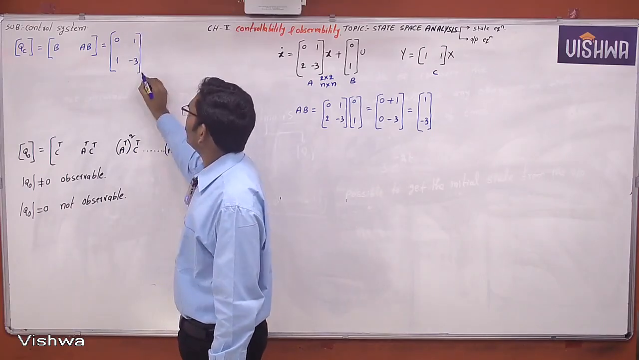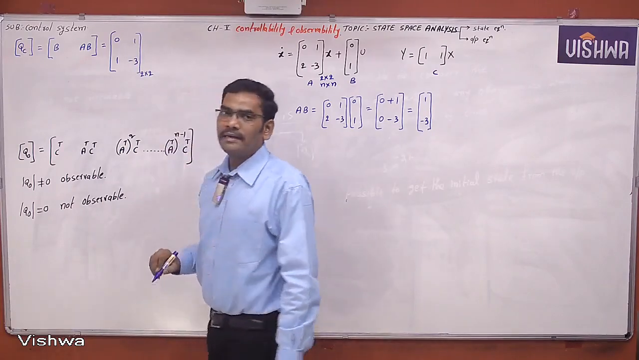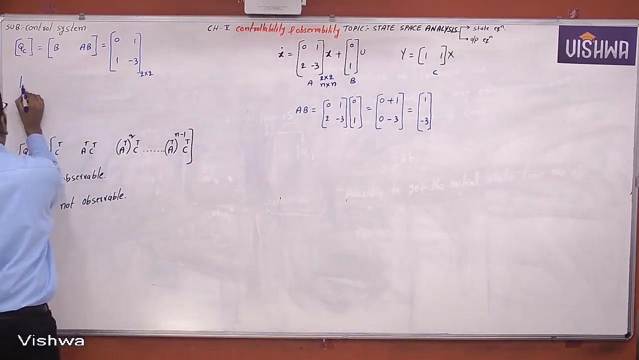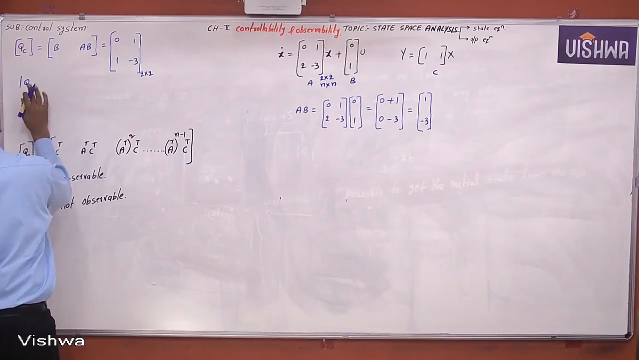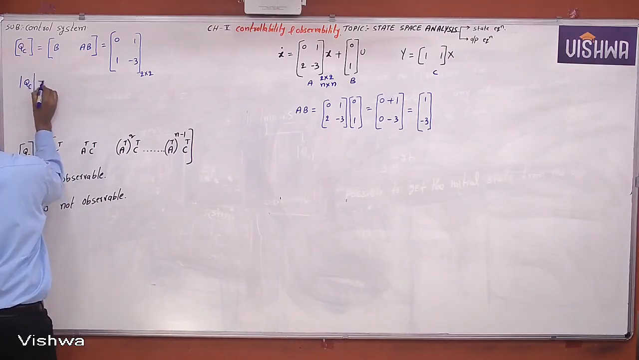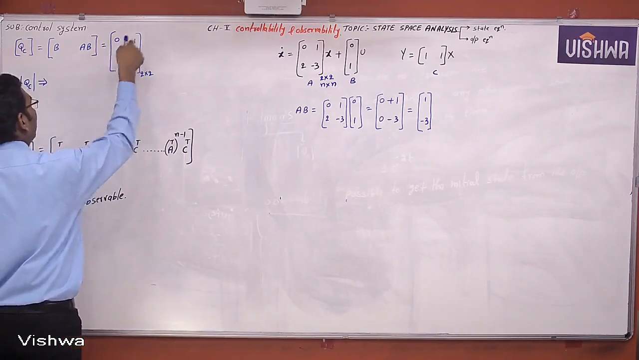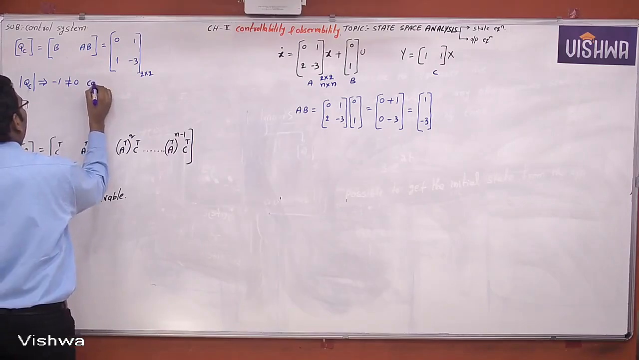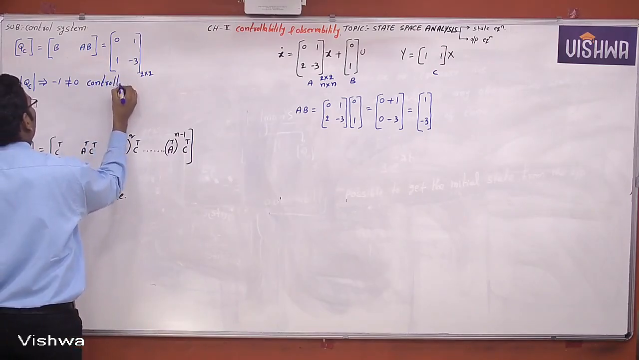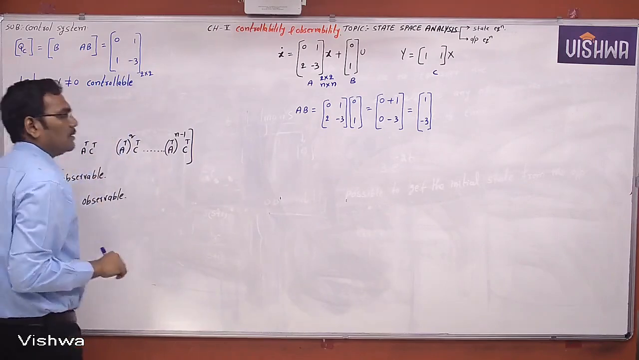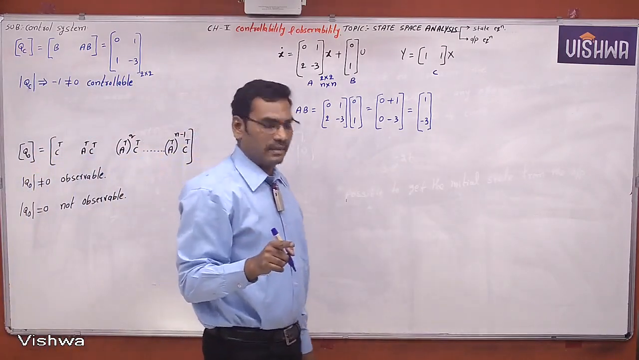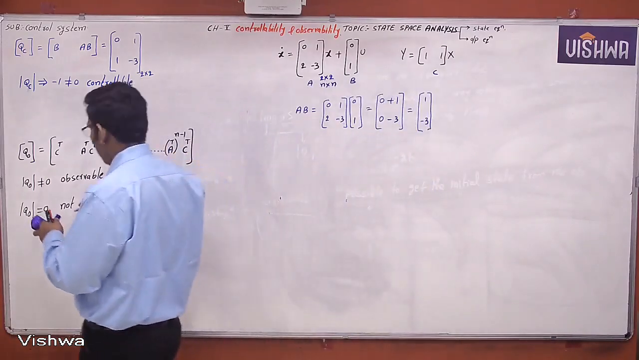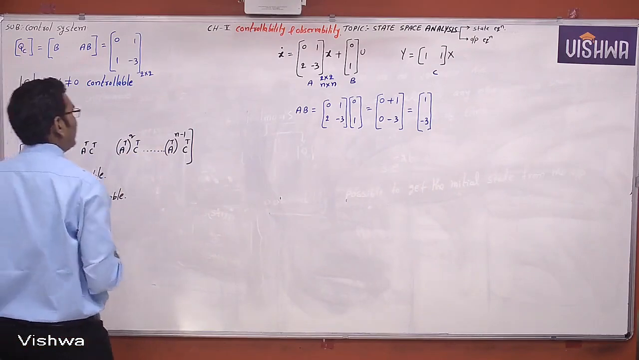So this is the controllability matrix, order 2 by 2. Now find its determinant, which is AD minus BC, equal to minus 1, which is not equal to 0. Therefore, it is controllable. Controllable means it is possible to transfer the initial state to any other required state. Now, similarly verify observability.